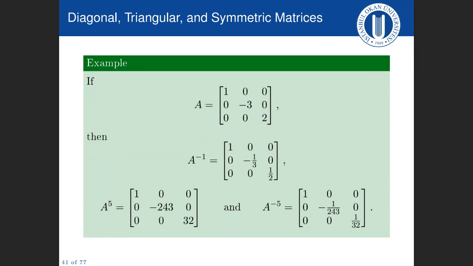I can also write down A to the power 5 quickly, because 1 to the power 5 is 1, minus 3 to the power 5 is minus 243, and 2 to the power 5 is 32. And A to the power minus 5 is either the inverse of A to the 5, or it's A inverse multiplied by A inverse multiplied by A inverse multiplied by A inverse multiplied by A inverse. Again, very, very quickly, we could write that down.